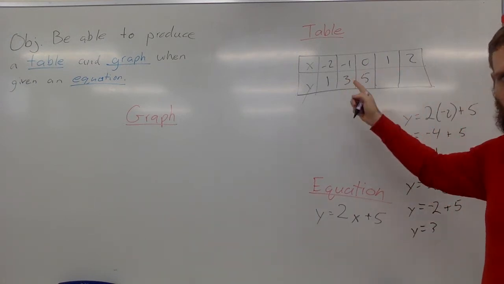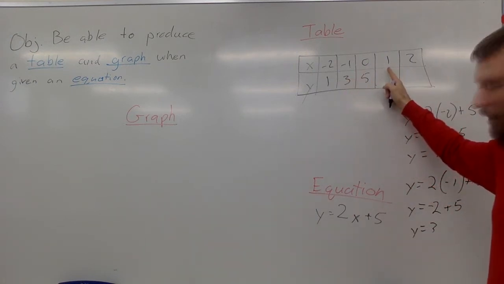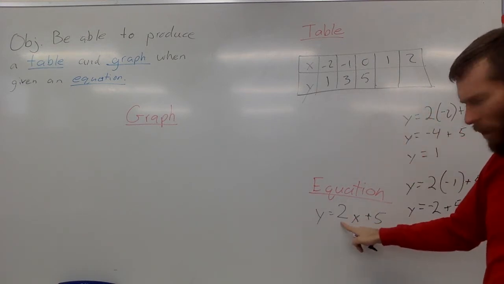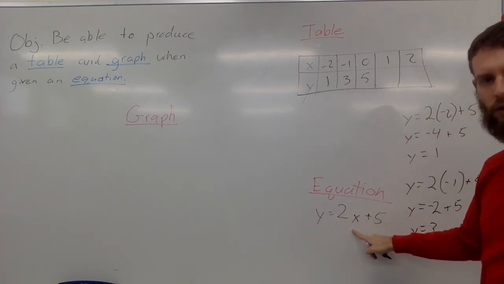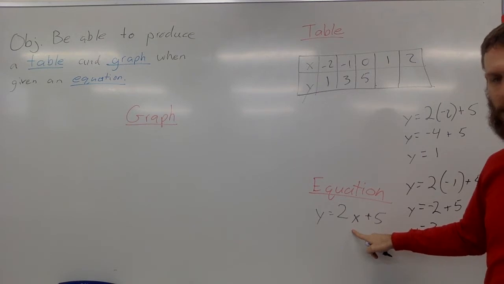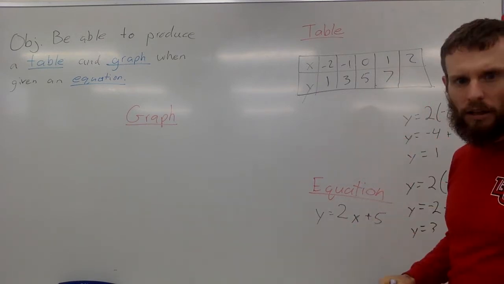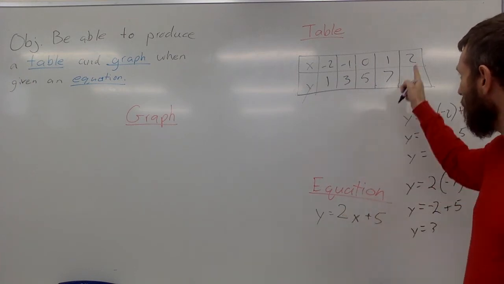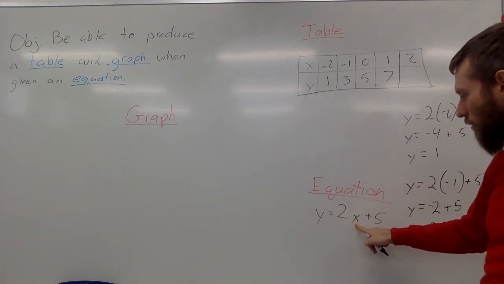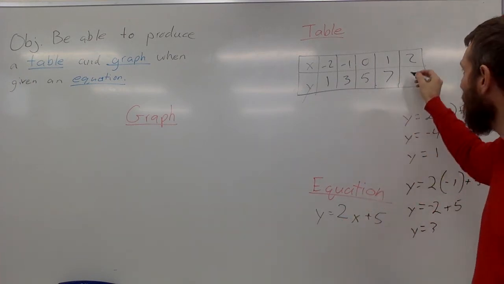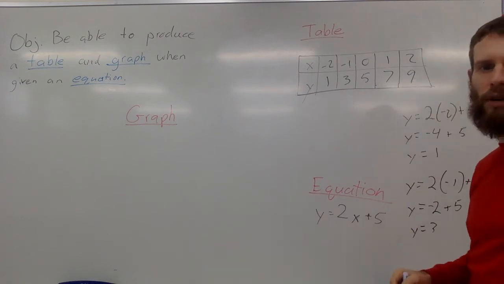Now, let's do two more. I think we can start to do these in our head. If x is 1, 2 times 1 is 2. 2 plus 5 is 7. So if x is 1, y is 7. And then last but not least, if x is 2, 2 times 2 is 4, 4 plus 5 is 9. So if x is 2, y is 9.